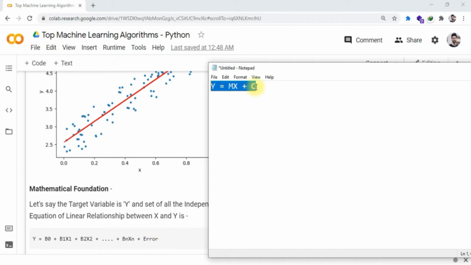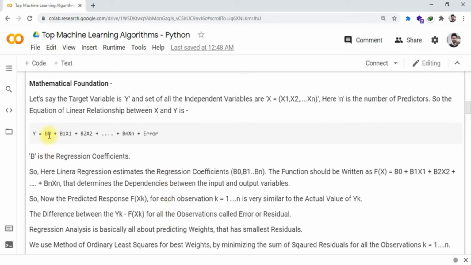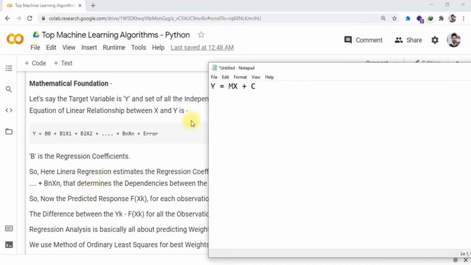So we get this equation, which is similar to this, and we just have to find these regression coefficients like b0, b1 and b2. These are called the regression coefficients. Here linear regression estimates those regression coefficients b0, b1 up to bn, and this can be written like this without the error. Now you are comfortable with this linear equation which is going to be predicted, even if there is just one variable.